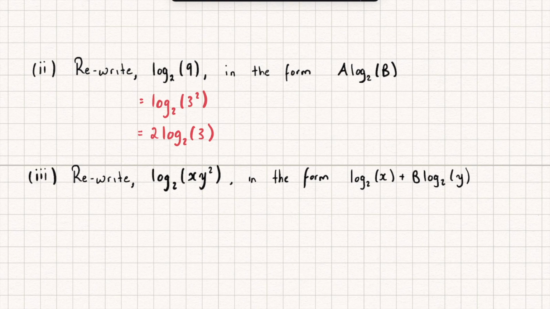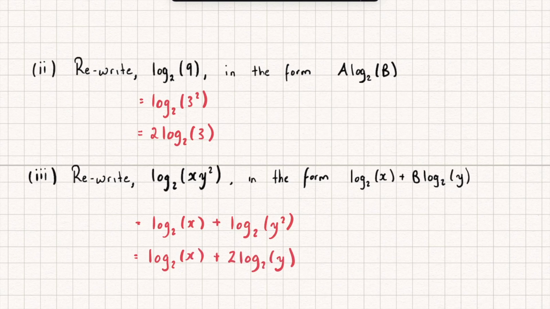So I'm actually going to apply my product rule, and I'm going to rewrite this as log base 2 of x plus log base 2 of y squared. And now I'm going to apply my power rule on that second term and write it as log base 2 of x plus 2 lots of log base 2 of y. And now we've written it in the correct form.